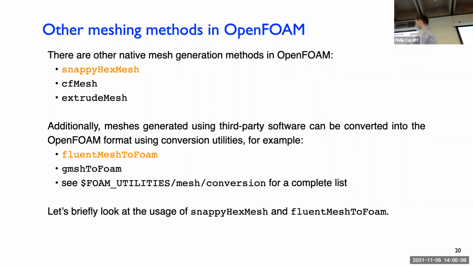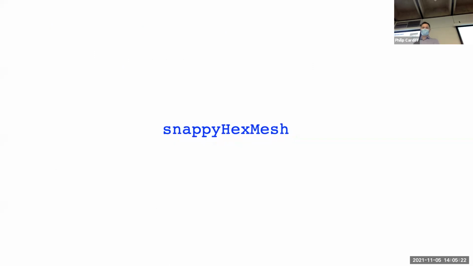These are for generating meshes natively in OpenFOAM, but there's lots of other methods as well, like fluentMeshToFoam, which, as you can guess, converts a Fluent mesh to OpenFOAM. So we'll just look at snappyHexMesh and fluentMeshToFoam. So, snappyHexMesh.